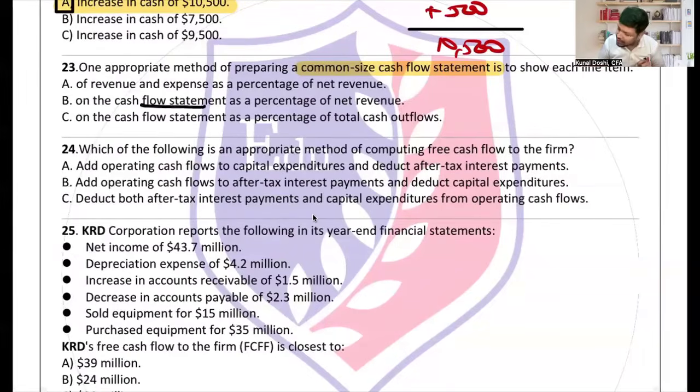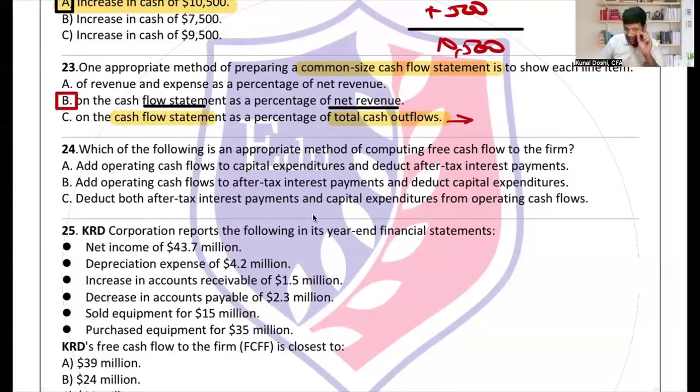On the cash flow statement as a percentage of net revenue, yes, you can use this. There are two ways you can use this. But what is wrong with C? If I'm using B, what is wrong with C? On the cash flow statement as a percentage of total cash outflow, no.